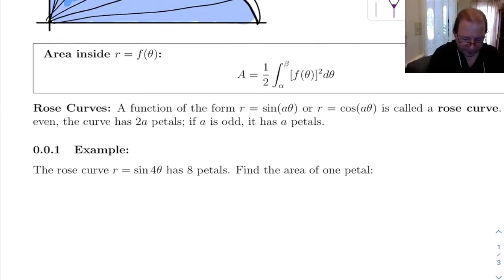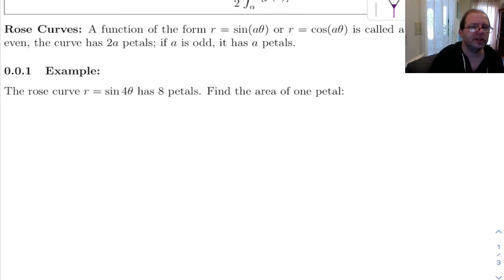Now, a rose curve, I'm just going to pull it up on Desmos here. Rose curves have this form, either r equals sine theta or r equals cosine theta, possibly with a coefficient on the front of the theta.